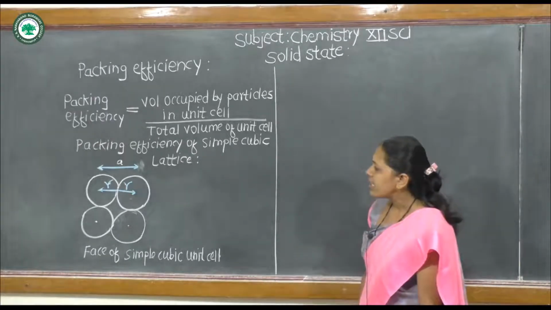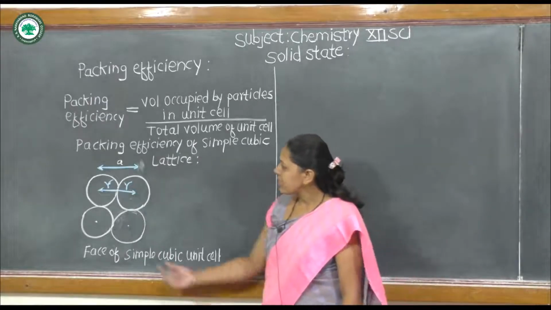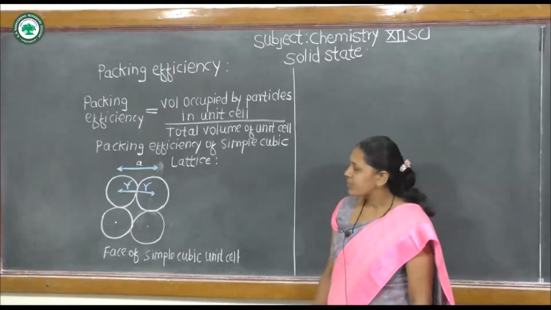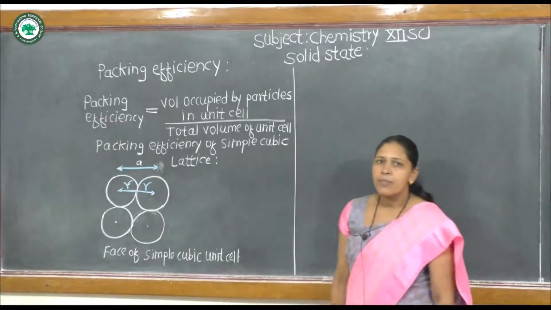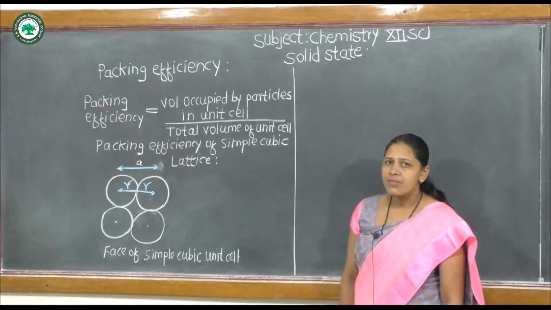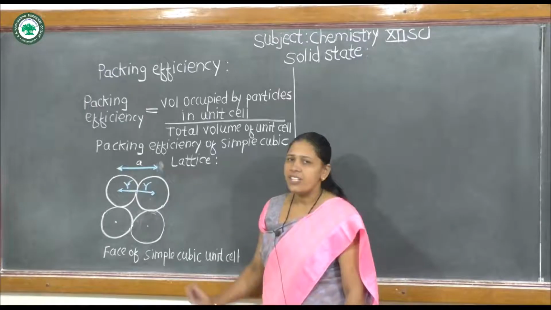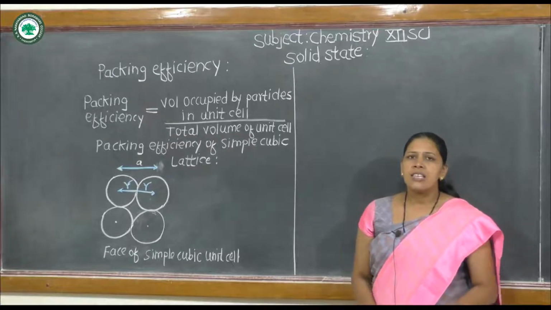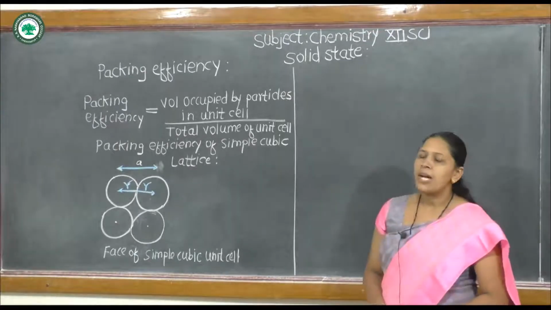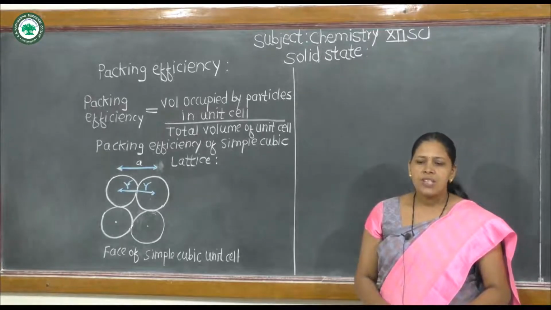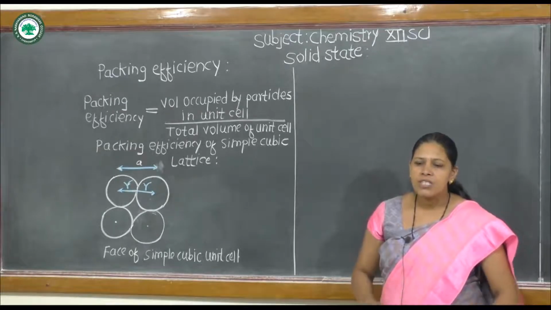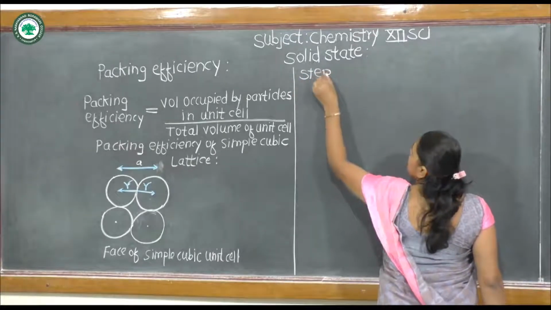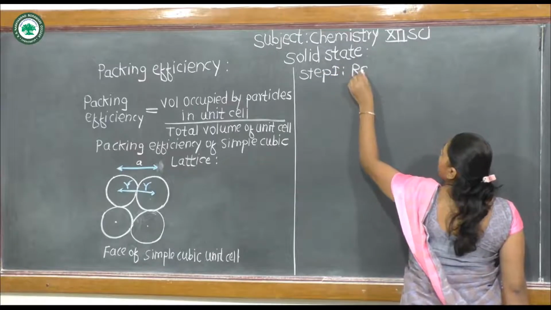From this diagram it indicates that the radius of two adjacent particles is equal to the unit cell edge length, that is A. Then packing efficiency is calculated using 4 steps. The first step is the radius of the sphere.